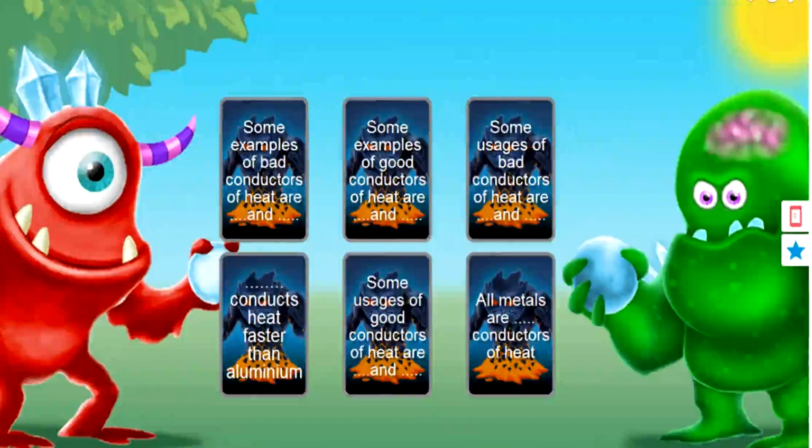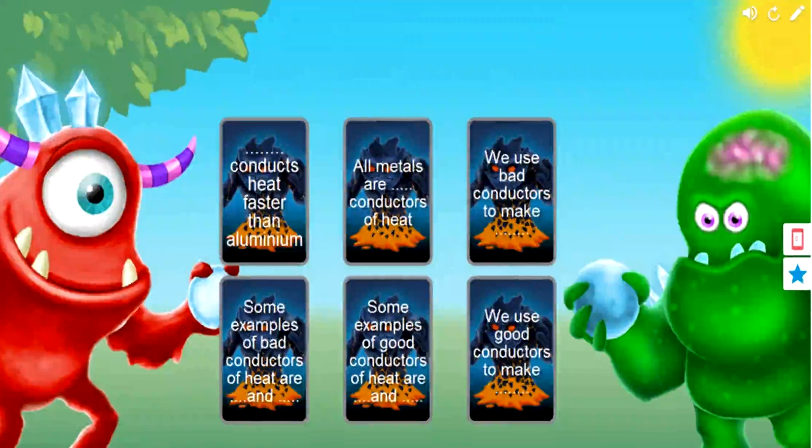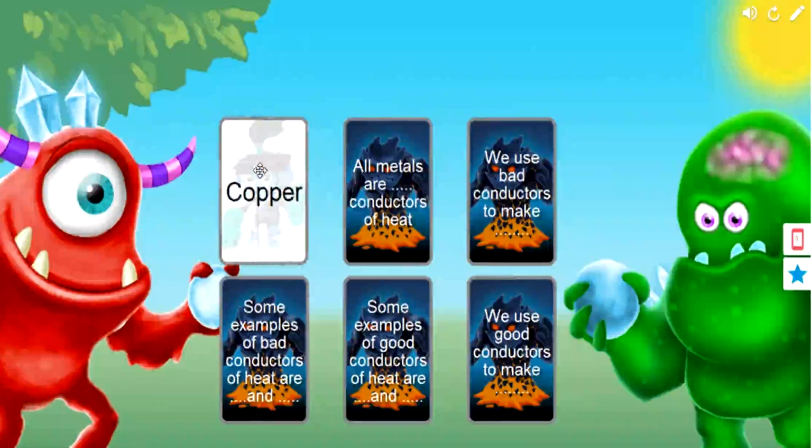Point number 6, evaluation. Now we will solve some exercises. First exercise, complete the blanks. Question number 1, blank conducts heat faster than aluminum. We will see the answer. Copper. Okay.